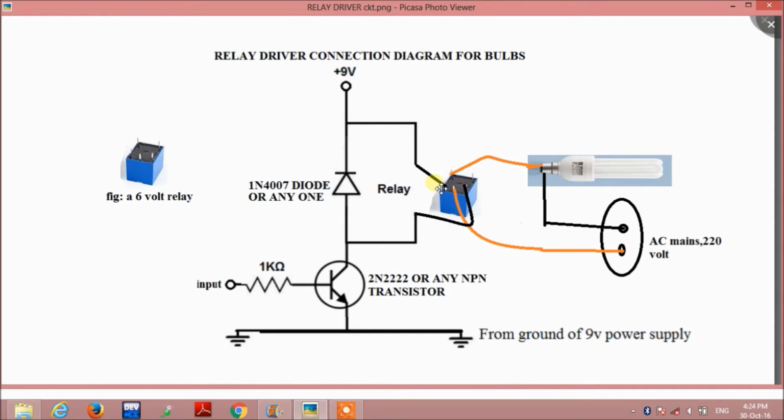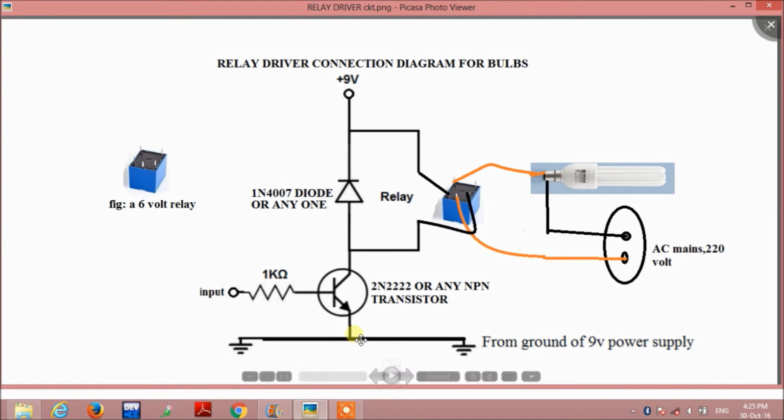Okay, now the working principle. Here the transistor acts as a switch. When there is no voltage at the base terminal of the transistor, no current can flow from collector to emitter of the transistor, so the switch is open. But when a small voltage is applied to the base of this transistor, current can flow from collector to emitter, and the relay gets a voltage of 9 volt across it, and it gets driven. Thus, AC or DC appliances which are connected to the relay pins can be turned on or off by this circuit.